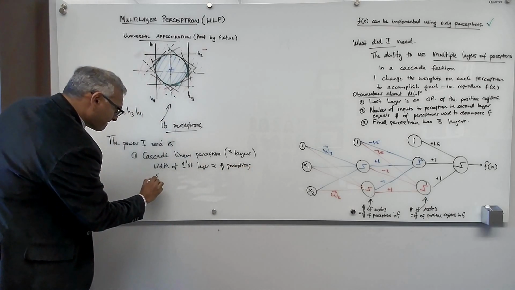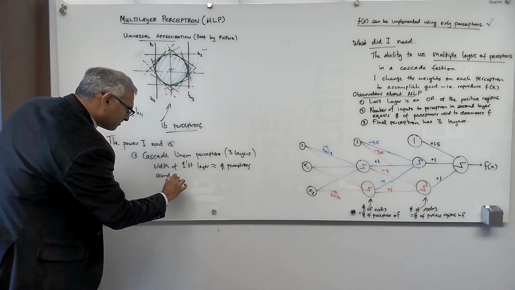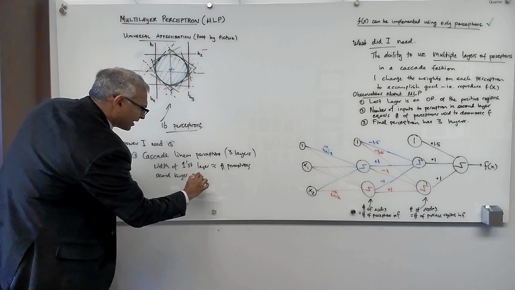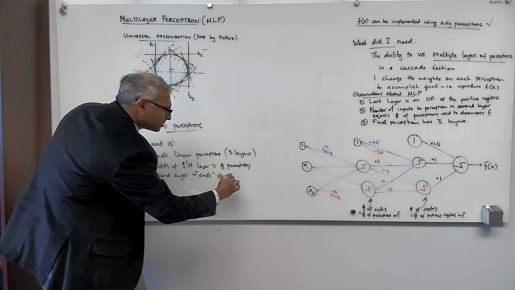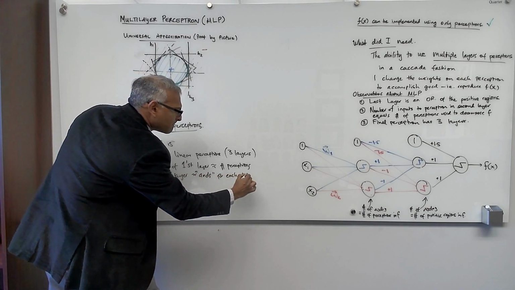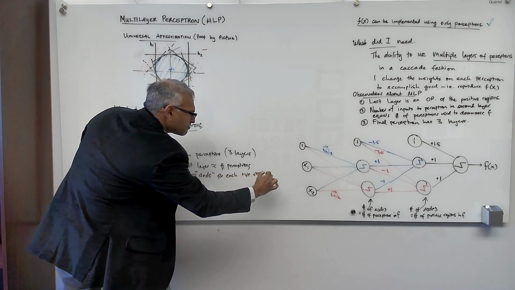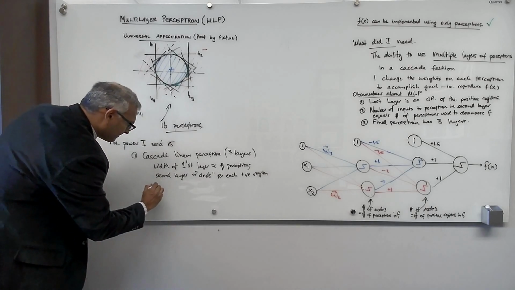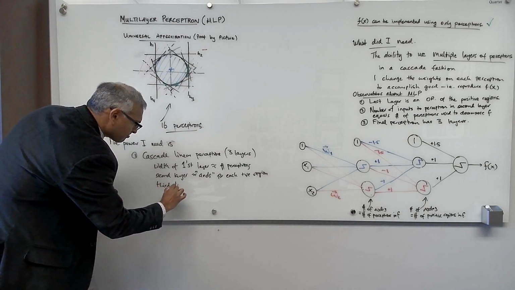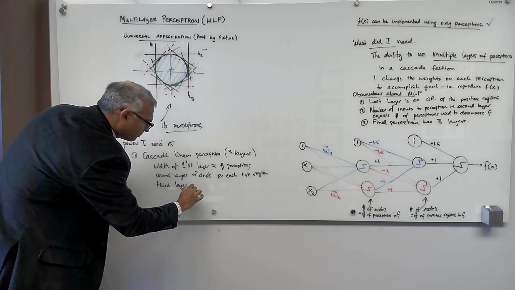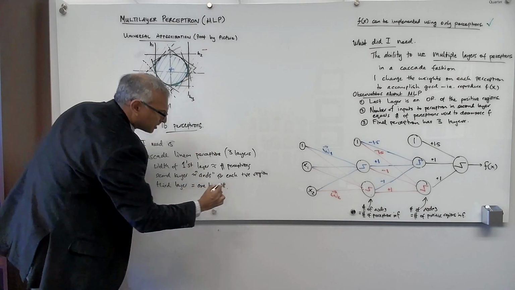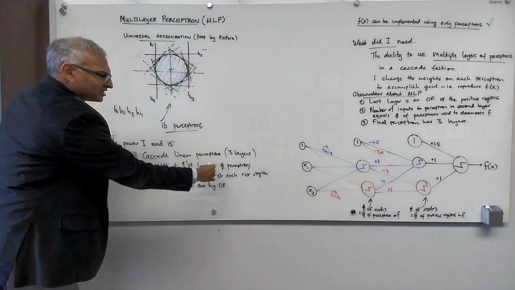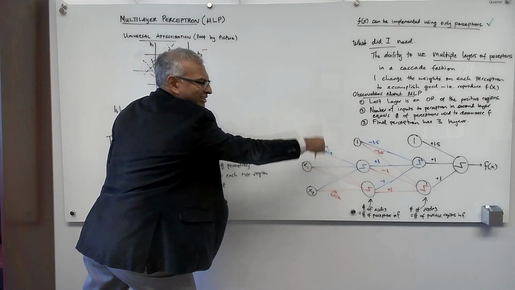And the second layer corresponds to ANDs for each positive region. Okay, and then the third layer is just one big OR. Okay. Now, in order to implement the first layer perceptrons, I need to be able to set the weights.